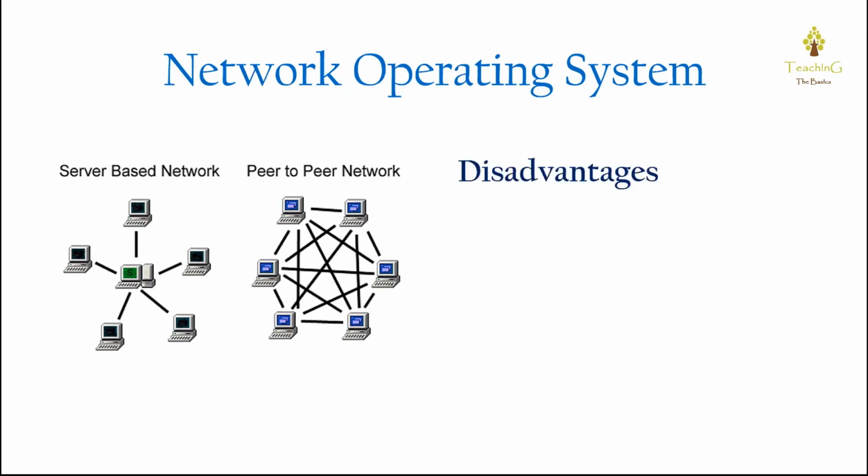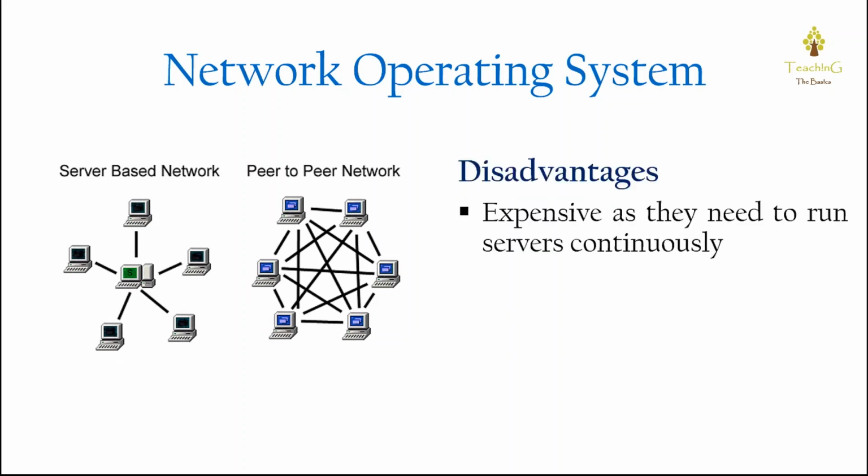What are the disadvantages of a network operating system? The first one is that it is expensive, as they need to run servers continuously. This is one of the disadvantages. Another one is that in a peer-to-peer network connection, each node is interlinked with all other nodes, so you can expect a very huge amount of connectivity cost for this network operating system to work.